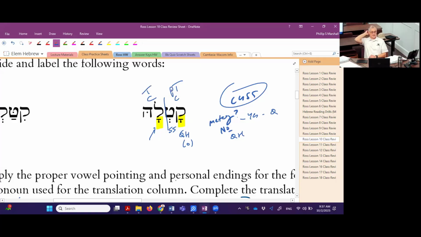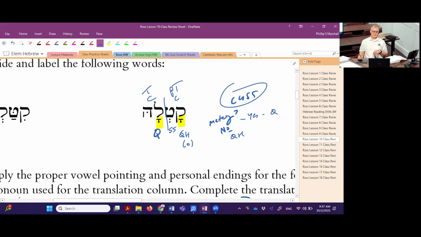How do I know it's closed? The silent Shabbat. Silent Shabbat marks a closed syllable. Okay. So it's not a cuss syllable here on the left side either, so it must be what? Must be Kometz. If it were a cuss syllable, it would have to be the short O, because cuss means what? Everybody say it with me. Closed unaccented syllables require short vowels. And since it's not a cuss syllable and it's not a short vowel, it's a Kometz.